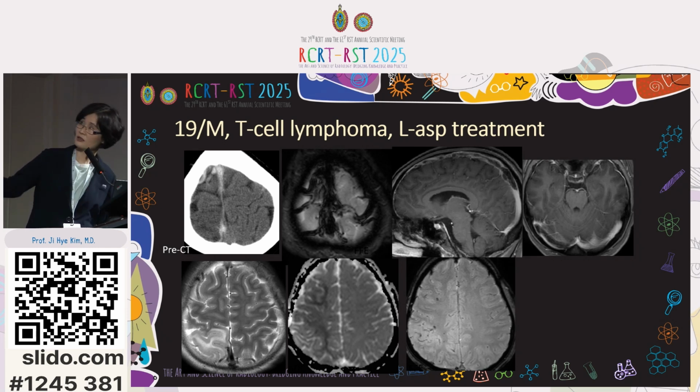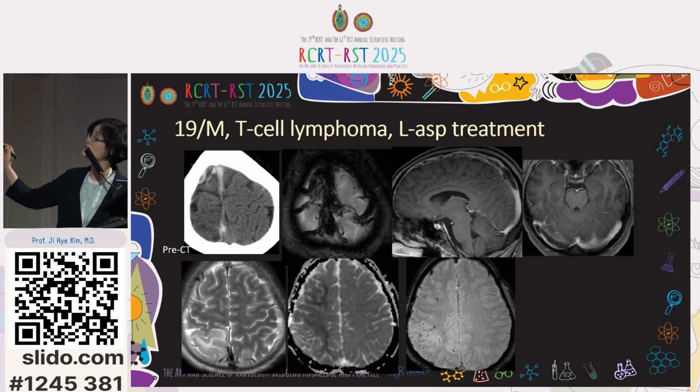The gradient image shows dark signal intensity blooming, and the post-contrast image shows multiple filling defects in the superior sagittal sinus and right transverse sinus. There is accompanying cerebral edema and diffusion restriction, and multifocal hemorrhagic foci suggesting venous infarct.